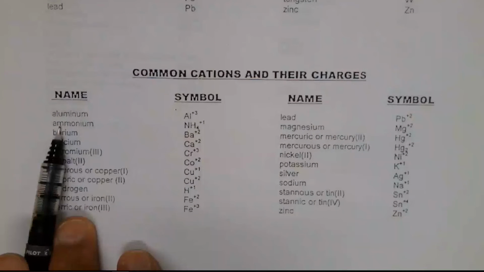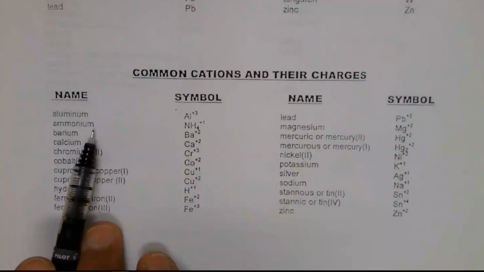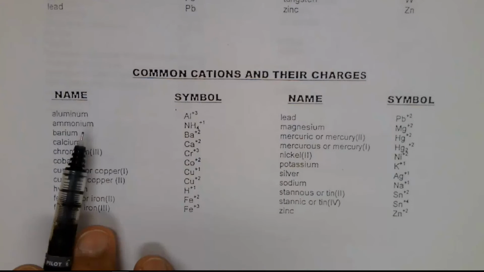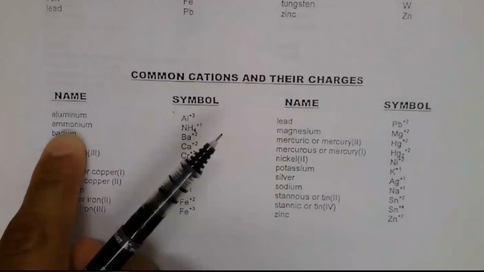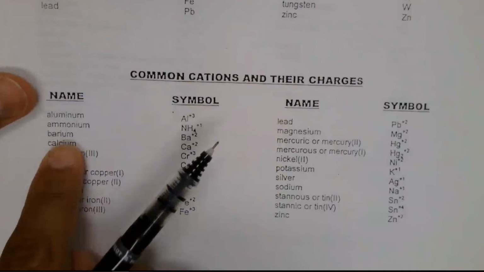So that has a name. It's called ammonium. So whenever you see NH4 with a positive charge, that's when you're going to use this name, ammonium.